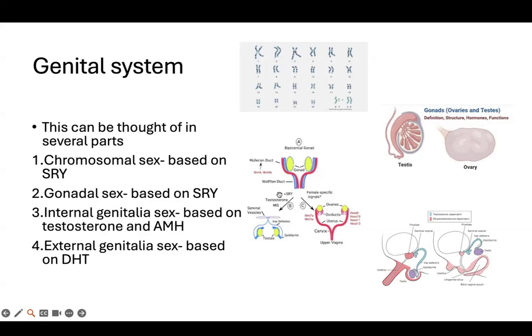In the case of the absence of the SRY gene, you do not produce anti-Mullerian hormone, so the Mullerian duct is protected from being apoptosed. And as a result of that, you get the formation of the female reproductive system.